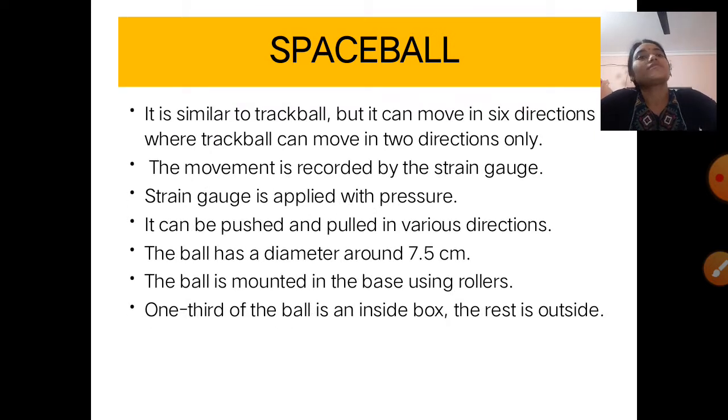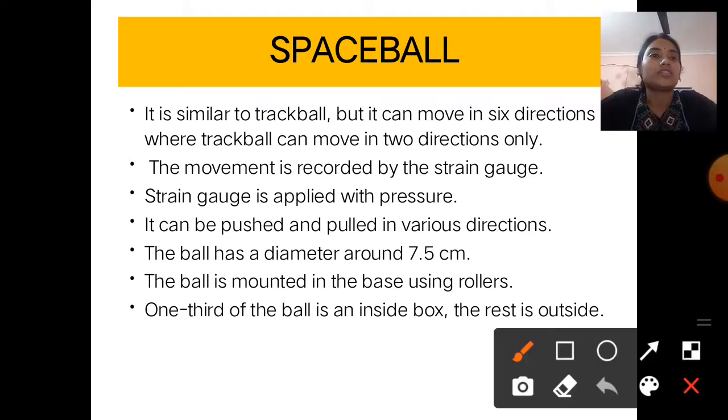Let's move to the space ball. A space ball is similar to the trackball, but it can move in 6 directions, whereas a trackball can move in 2 directions only. This is an important thing. Space ball can move in 6 directions, but trackball can move in 2 directions. The movement is recorded by a strain gauge. How is the movement recorded? Using a strain gauge.